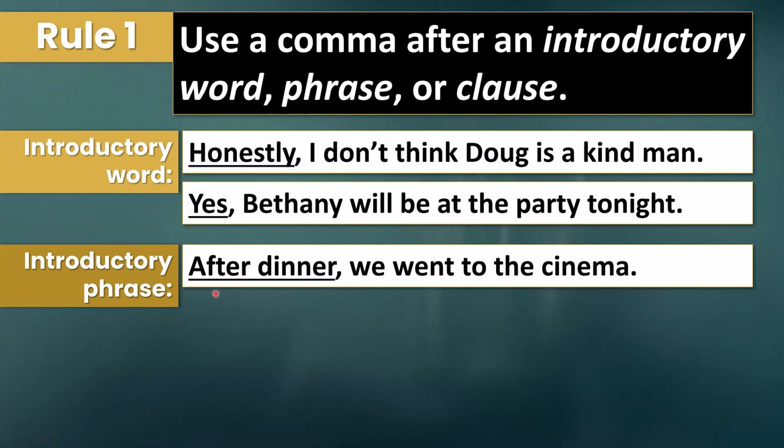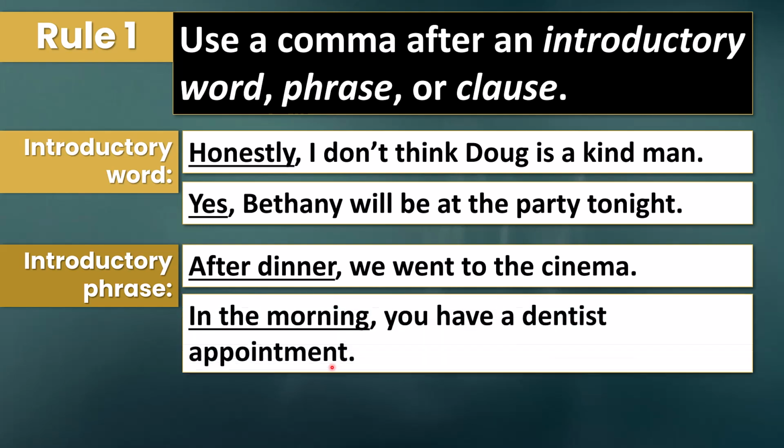For example, after dinner, comma, we went to the cinema. In the morning, comma, you have a dentist appointment. Now, if this phrase, after dinner, came after the independent clause, we would not use a comma. We went to the cinema after dinner. You have a dentist appointment in the morning. But if the phrase comes before the independent clause, we must have a comma after it.